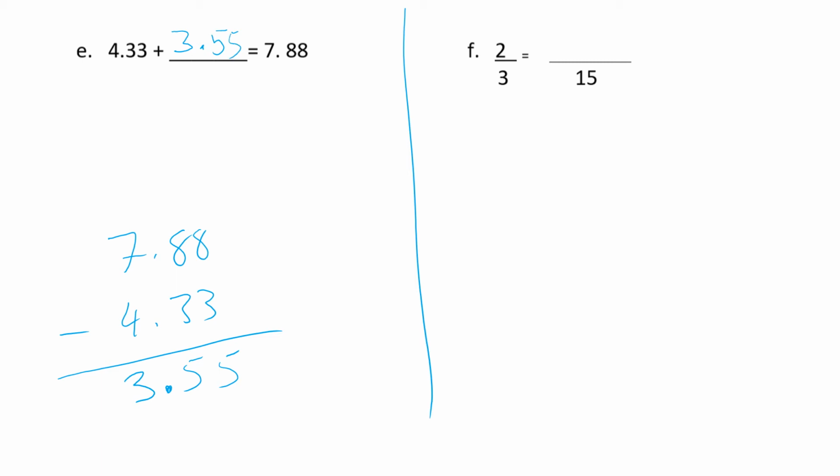In part F here, at the moment I've got a denominator of 3 and a denominator of 15, so I need to make these the same. To make them the same, I need to think, what am I going to multiply this denominator by to get to 15? 3 times 5 is 15, so that means I need to multiply the numerator by 5 as well. So 5 times 2 is 10, so therefore 2/3 is equivalent to 10 over 15.